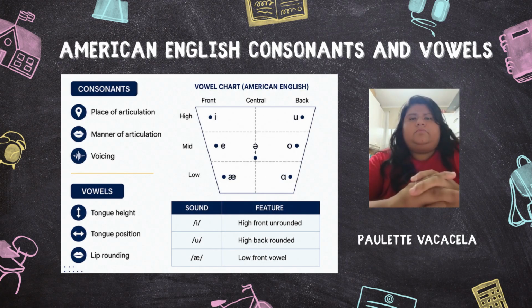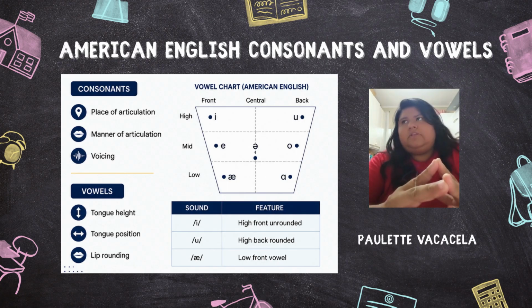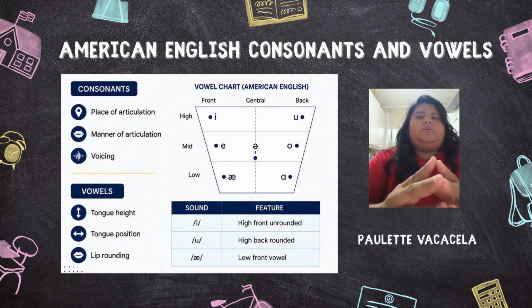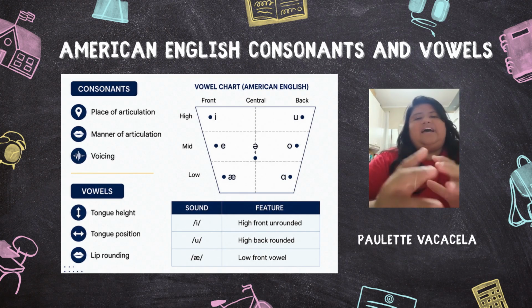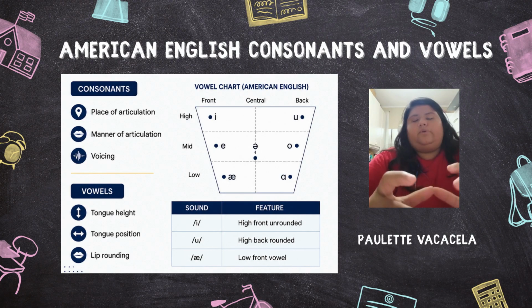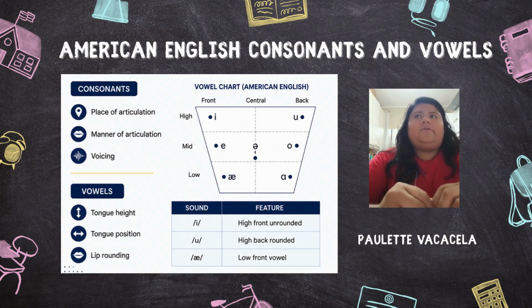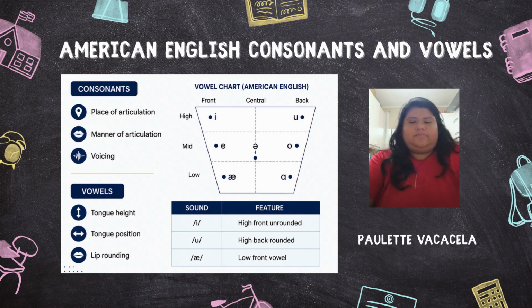For example, we have the vowel I, like in the word see. It's a high front unrounded vowel, and the vowel U, like in food, is a high back rounded vowel. Finally, the vowel like in cat is a low front vowel. Using these features helps linguists describe English pronunciation in a very precise and organized way. So it's better for communication.